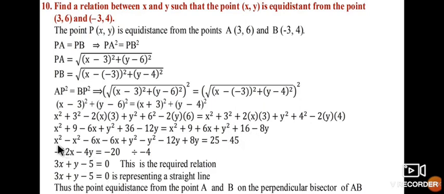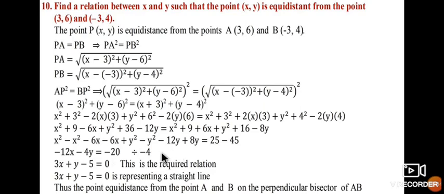We can separate the variables: x square minus x square will be cancelled, and y square minus y square will be cancelled. Remaining: minus 6x minus 6x, that is minus 12x, and minus 12y plus 8y, that is minus 4y, is equivalent to 25 minus 45, that is minus 20. So minus 12x minus 4y is equal to minus 20.